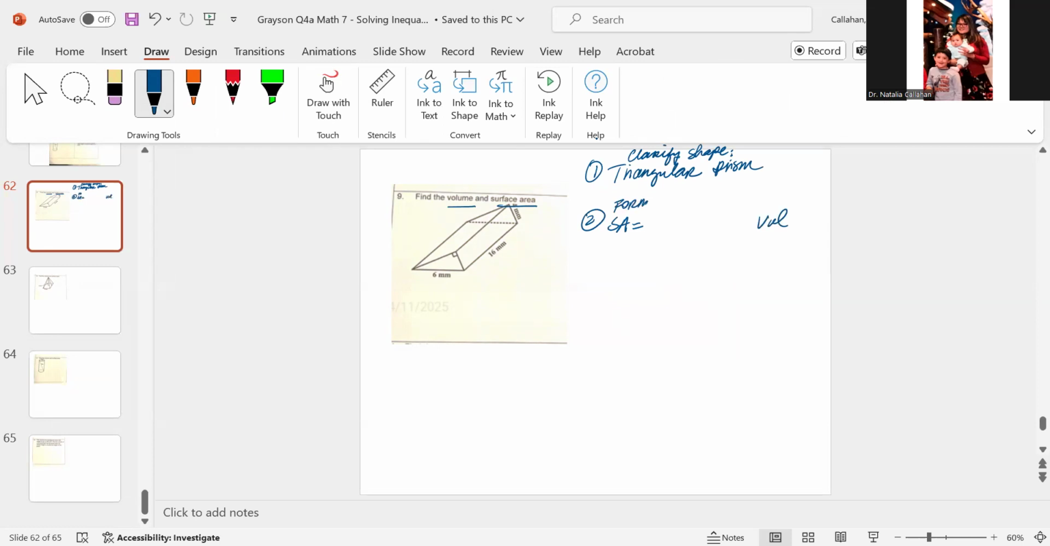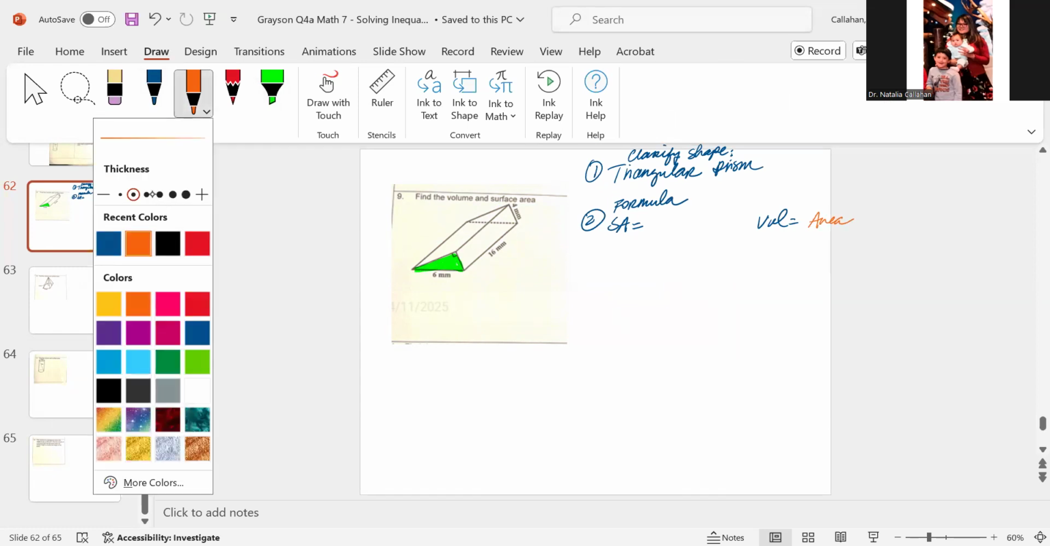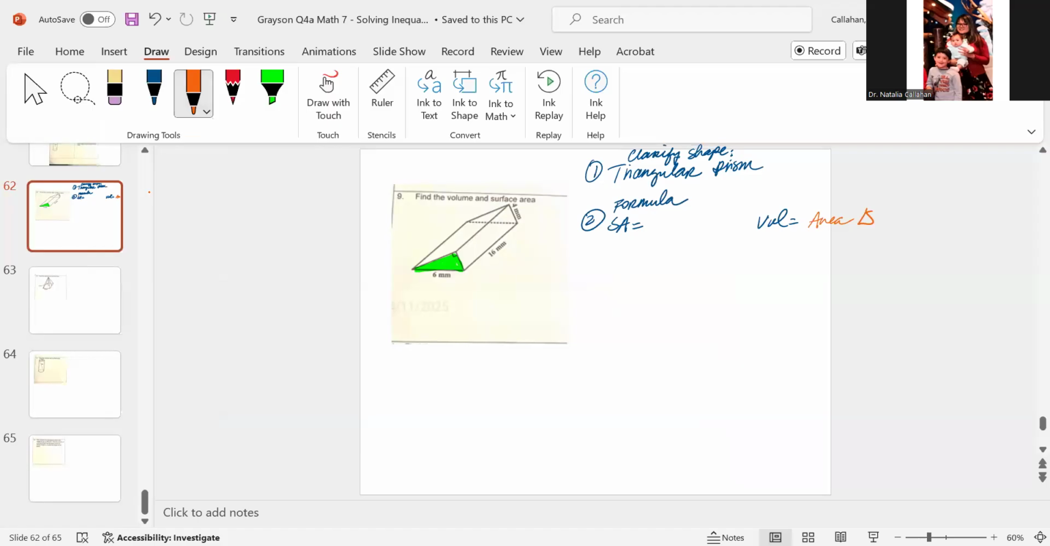So you need to find the formula. Do you have that? Length times width times height divided by 2. So which one do you want to do first? I'm going to do the surface area or the volume? Volume. So for the volume, all you're going to do is find the area of the shape on the bottom. Do you see that? So find the area of the triangle times the height. That's the volume. Do you see that?